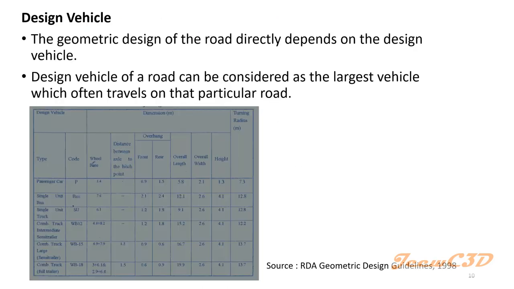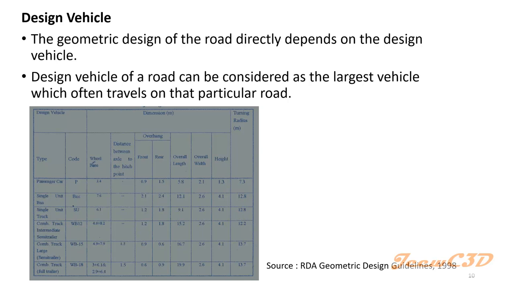I will move on to the next slide to show you the design vehicles. These are the design vehicles that we use for RDA. You have this single unit truck, and you have the dimensions here. The single unit truck, we call it SU. Its overall width is 2.6 meters and it has a turning radius of 12.8 meters. If this truck is very often running on a road, if this truck is the maximum length vehicle on that road, you have to design the road to cater for the single unit truck, or you have to assume that this truck is frequently going on that road.